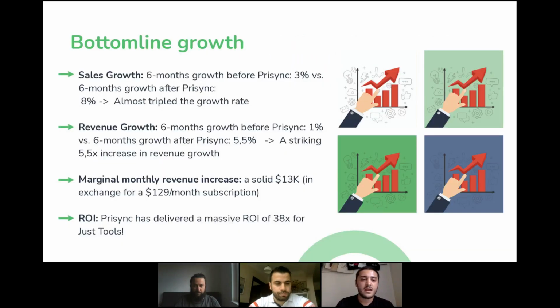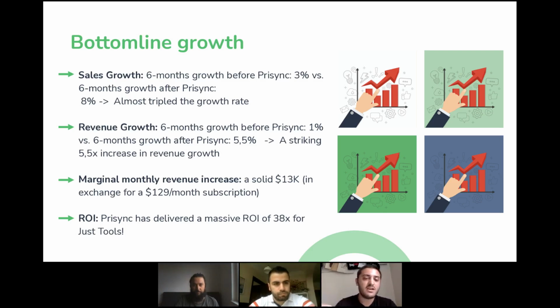In general, since Justus is an e-commerce website selling online, the end result can be seen in the sales and revenue growth of their products. We sat down with them and looked into their data together, and we saw that Prisync had a great effect on their sales and revenue growth in this period of time. With the sales growth, Prisync almost tripled their growth rate from 3% to more than 8%.